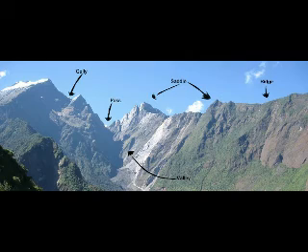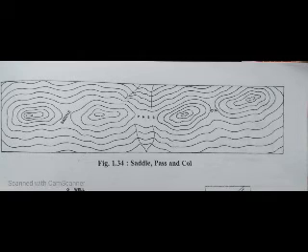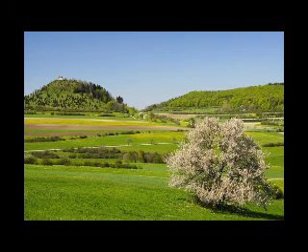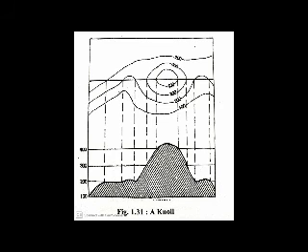Next is a saddle, pass, and col. A saddle is a broad col or pass between two mountain peaks. A pass is a low possible gap through a mountain barrier, usually caused by erosion. It is also called col. Next, we come to a knoll. A knoll is a small isolated hill. It appears more or less round and is therefore represented by small, roughly circular contours.